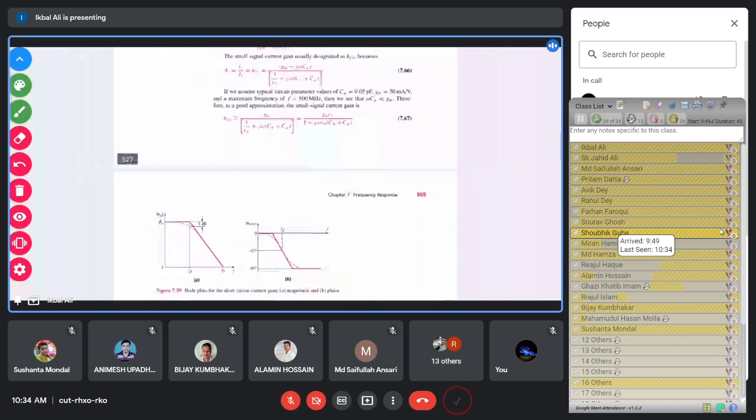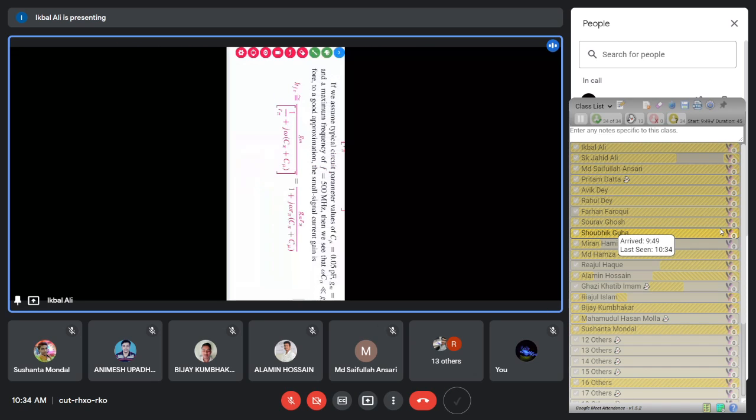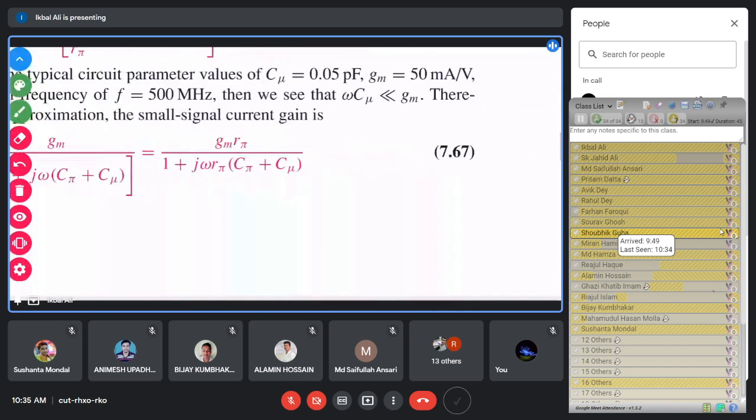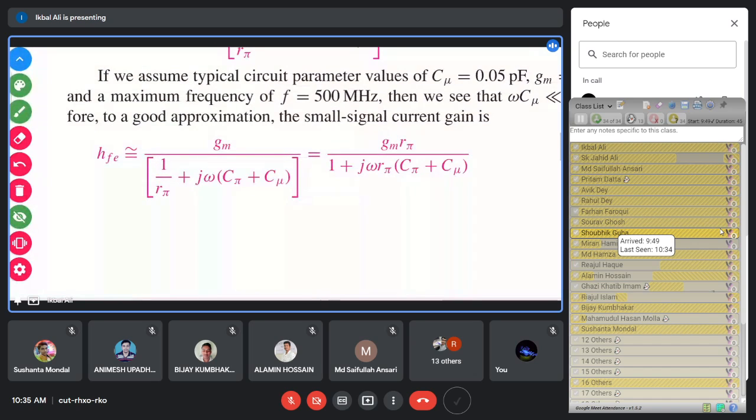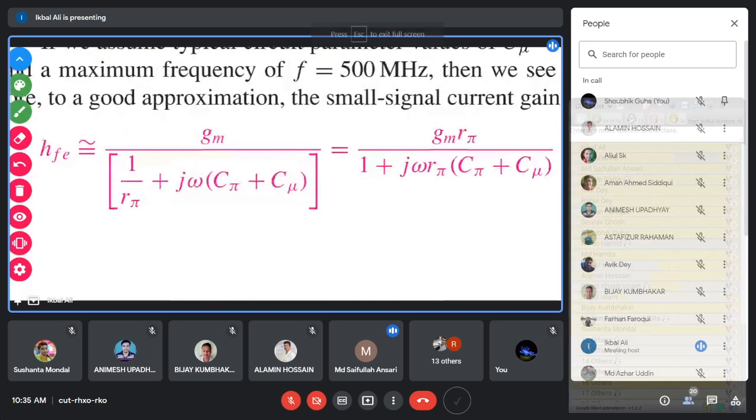Before going into the detail, I want to say something about this gain expression. Now you can understand the behavior of the transistor just by looking at the gain expression. You see that the gain of the transistor hfe has a j part. The interesting point is that the gain is not real, the gain is complex. Can you see this gain expression?